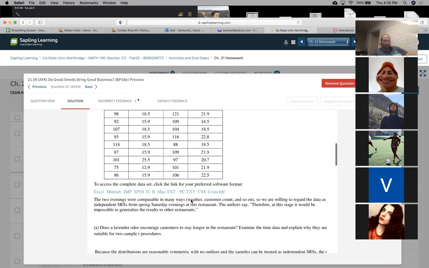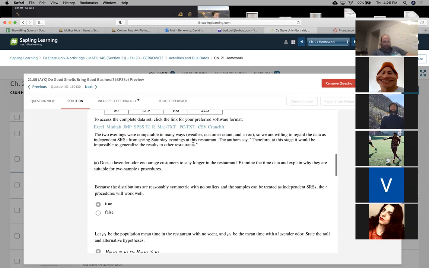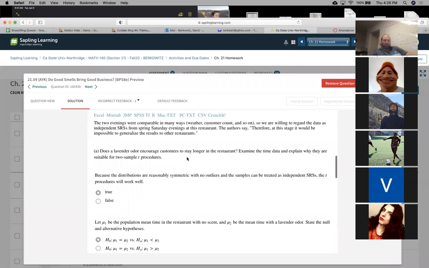Oh, wow, it's a lot of data. The 2 evenings were comparable in many ways, so we are willing to regard the data as independent SRSs from spring Saturday evenings at this restaurant. So they're giving us that SRS information. Therefore, the authors say, at this stage, it will be impossible to generalize the results to other restaurants. Okay, that's just part of what we're given. So does a lavender odor encourage customers to stay longer in the restaurant?